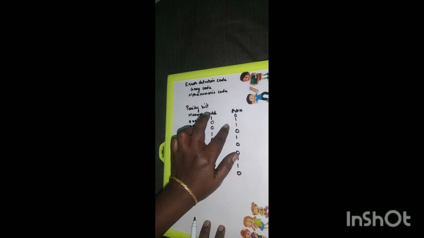For odd parity, it indicates the message has an odd number of ones. If there is an even number of ones, the odd parity will be 1. If the message contains an odd number of ones, the odd parity will be 0. In case of even parity, if there is an odd number of ones, the even parity is 1. If there is an even number of ones in the message, the even parity is 0. That's all about error detection code. Next we will see gray code.